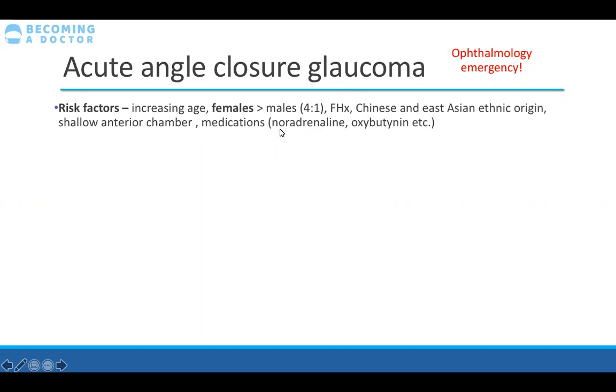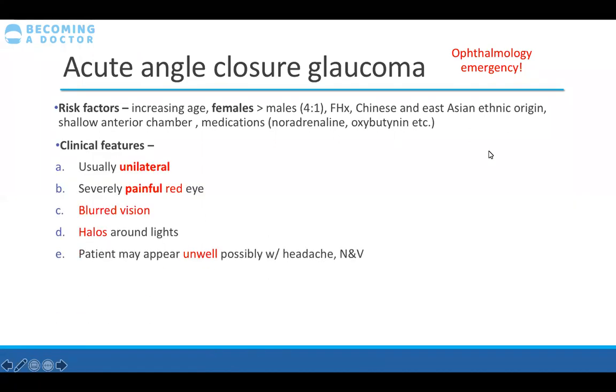Shallow anterior chamber and medication are additional risks, but I think the two main ones are female sex and ethnic origin. Clinical features: usually it's unilateral. You're going to have someone presenting with a severely painful red eye. They might have blurred vision, they can have halos, and the patient will just appear unwell. So nausea, vomiting, headache, any other systemic features can be seen.